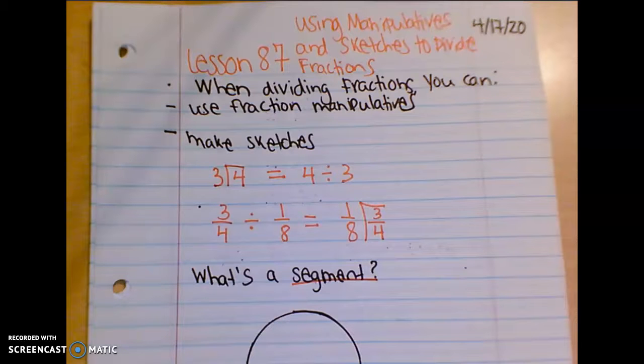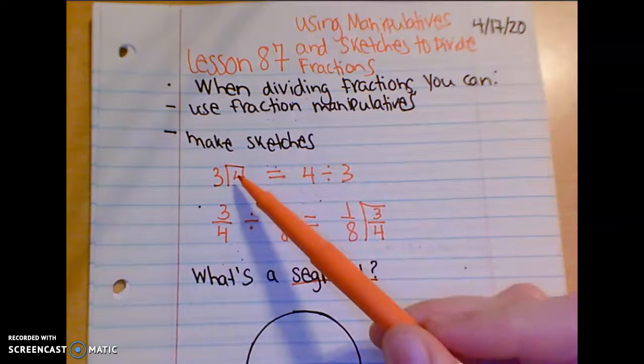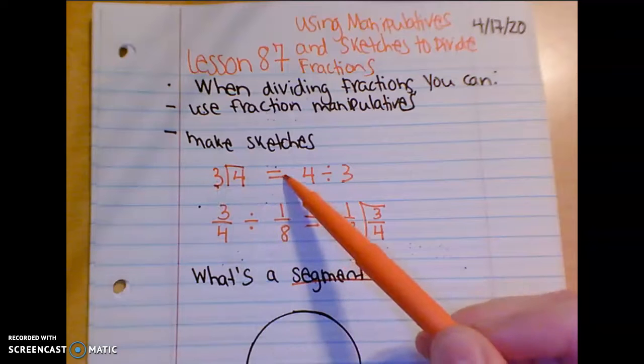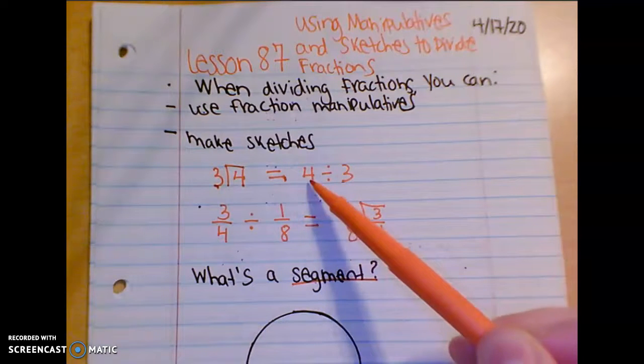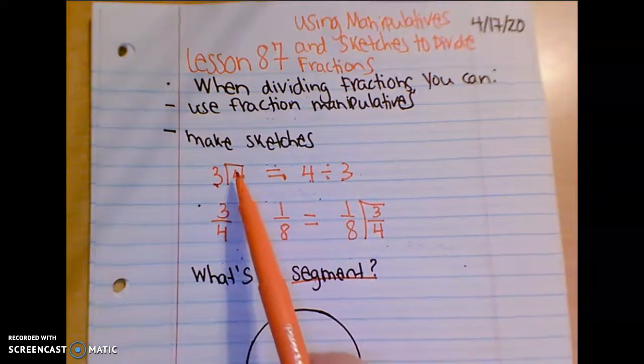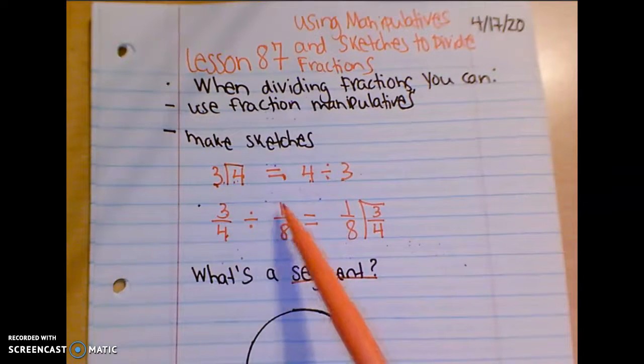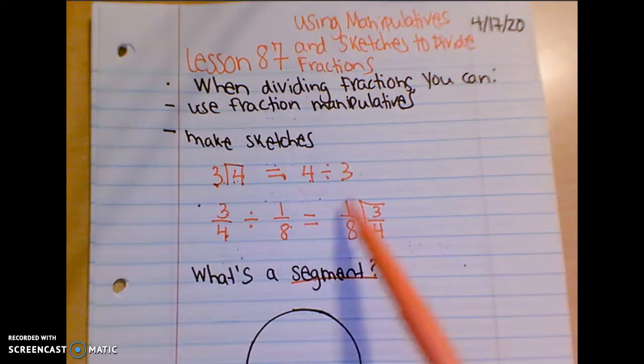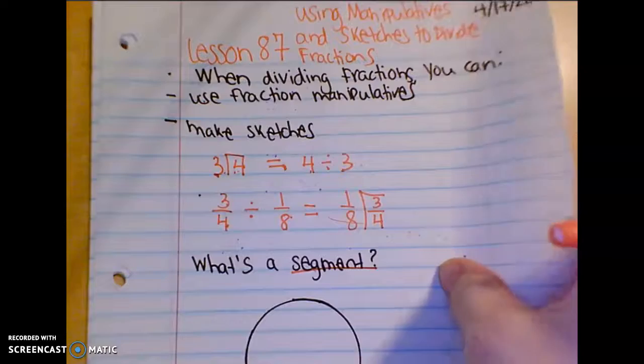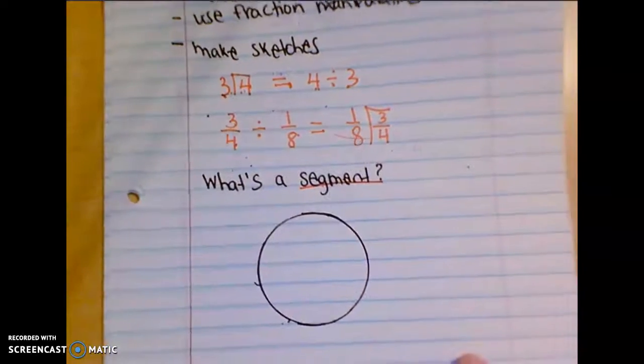So we're going to do a little review before we start in on the lesson. If you look here, 4 divided by 3, that's the same thing as I have a 4 divided by 3. So make sure you know how to place those numbers. 3 over 4 divided by 1 over 8, that can also look like this. Okay? And then you also need to have a little review on a segment.